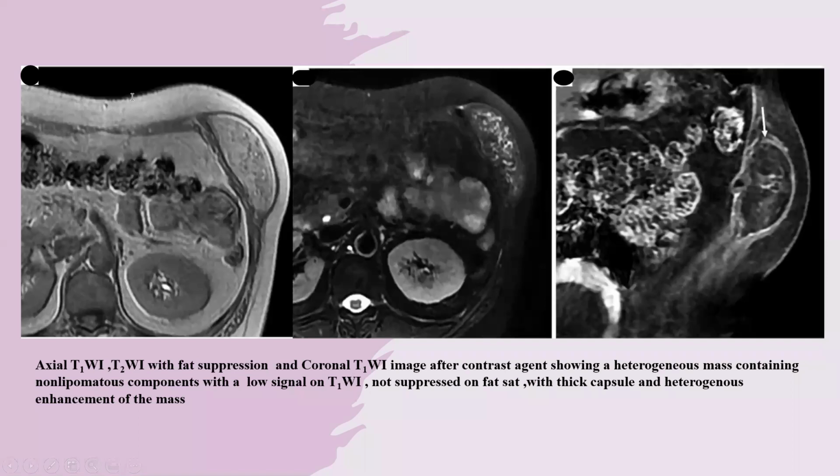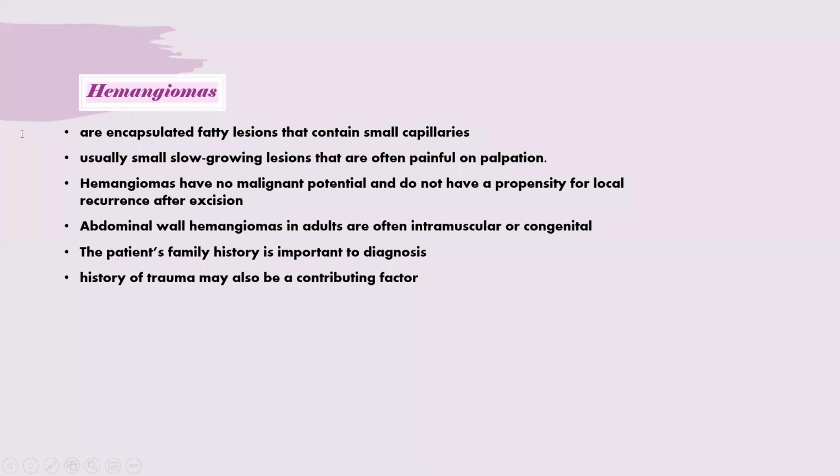The third fatty-containing lesion is hemangiomas, which are encapsulated fatty lesions that contain small capillaries, usually small slow-growing lesions that are often painful on palpation. Hemangiomas have no malignant potential and do not have a propensity for local recurrence after excision. Abdominal wall hemangiomas in adults are often intramuscular or congenital. The patient's family history is important to the diagnosis. History of trauma may also be a contributing factor.